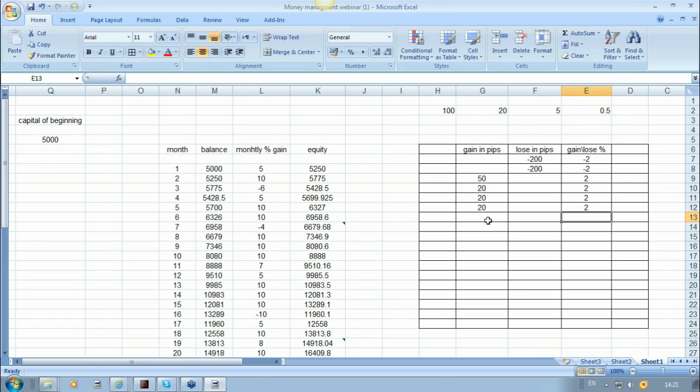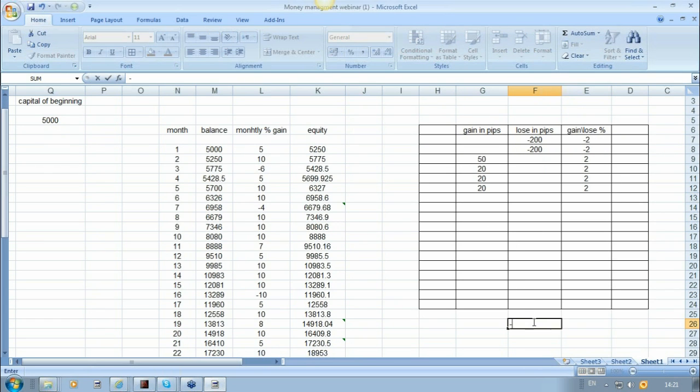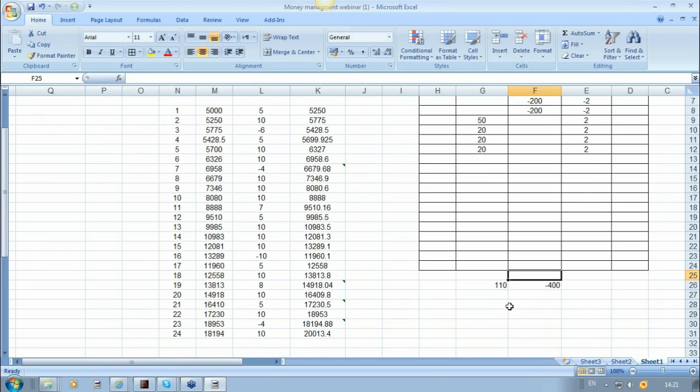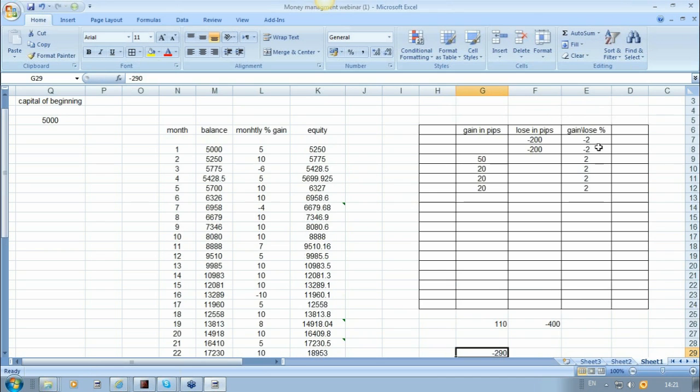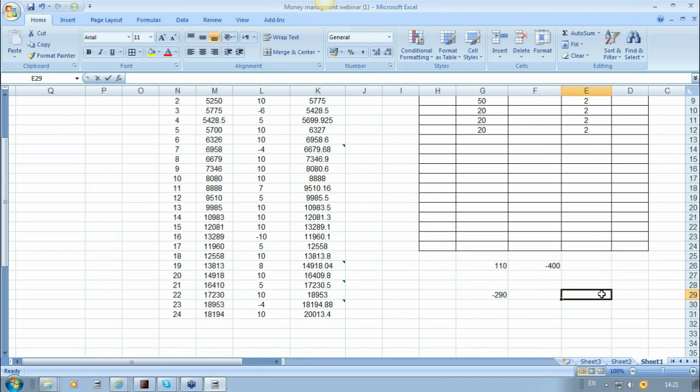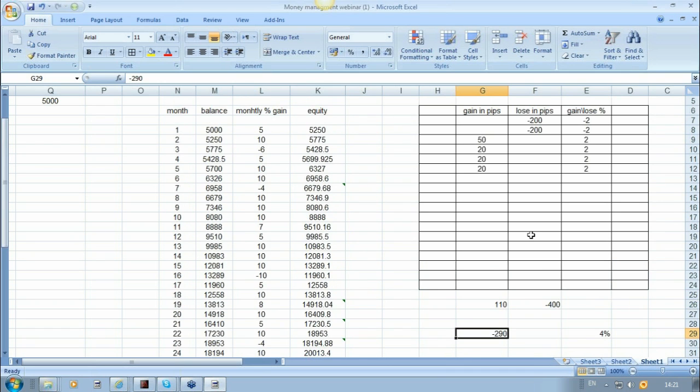Okay? Now pay attention. I am minus 400 pips from the beginning. I am plus 110 pips here. I am minus 290 pips total. But I am plus 4% on the balance with minus 290 pips. Sound possible? Sounds impossible, right? It sounds impossible, but here is the simple math.